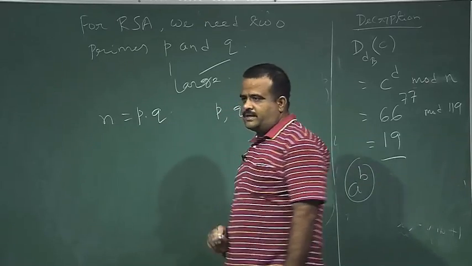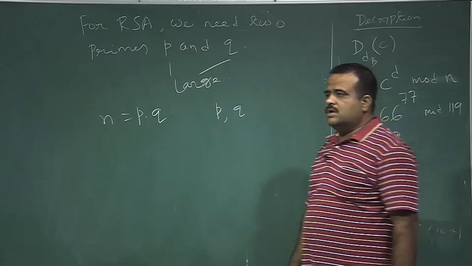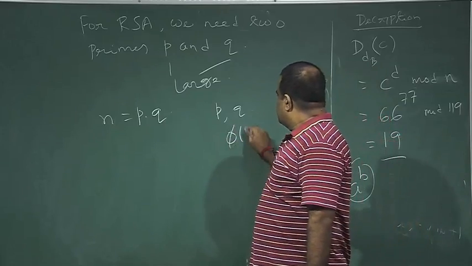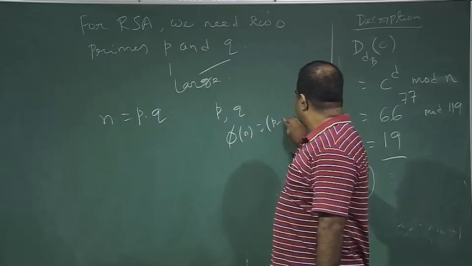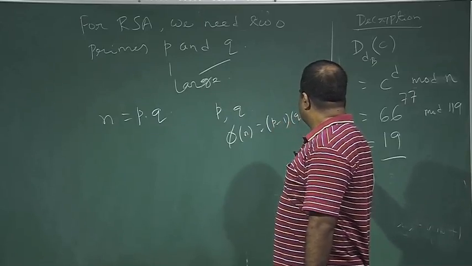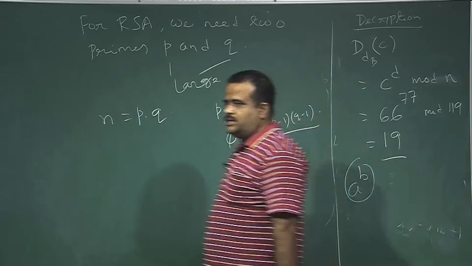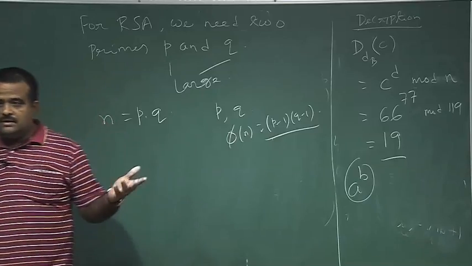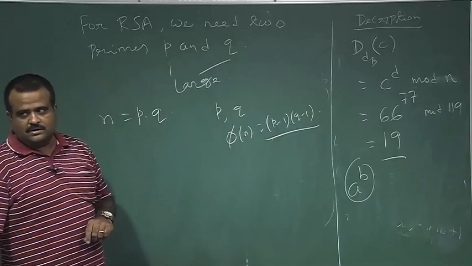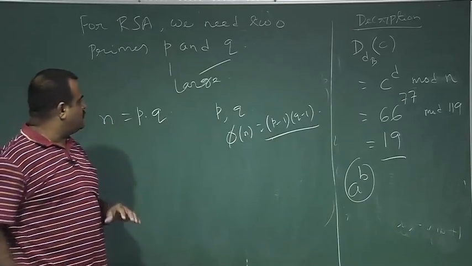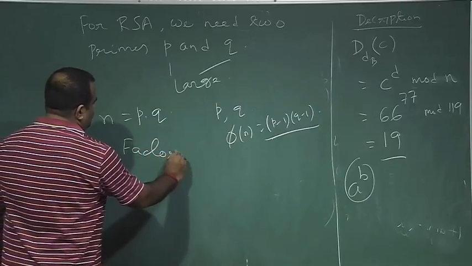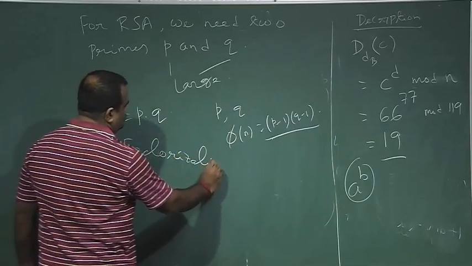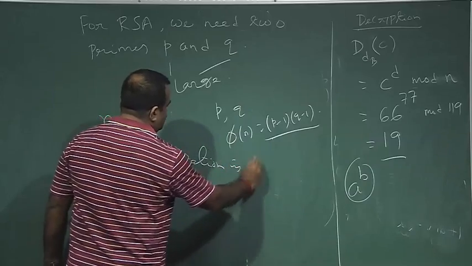Oscar knows P and Q. Once we know P and Q, we know phi(n), because phi(n) is basically (P minus 1)(Q minus 1). Once we know phi(n), since we know e, we can easily compute the inverse. So, RSA security is based on factorization being hard.